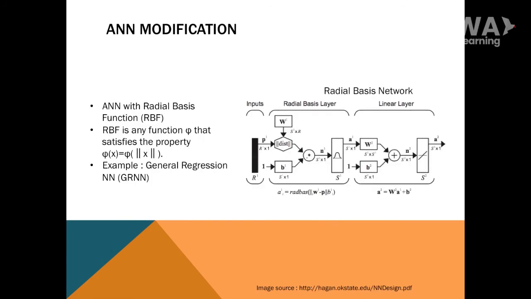And the last example is the radial basis neural network or RBF network. A radial basis neural network is an artificial neural network which uses a radial basis function as the activation function. A radial basis function is any function ρ that has the same result if we use x, or the length of x, as the input. In this picture, the RBF network has two layers. The first layer uses the radial basis function, and the second layer uses a regular activation function. An example of an RBF network is the general regression neural network.